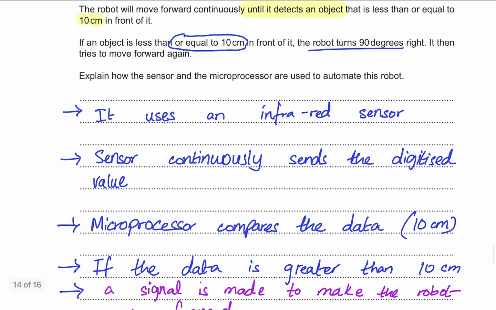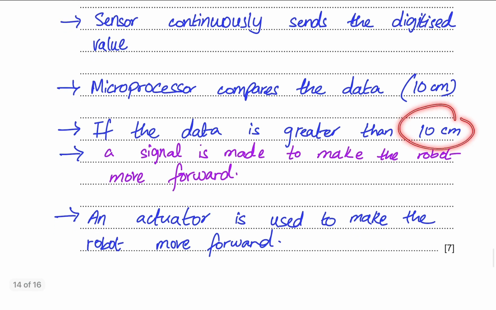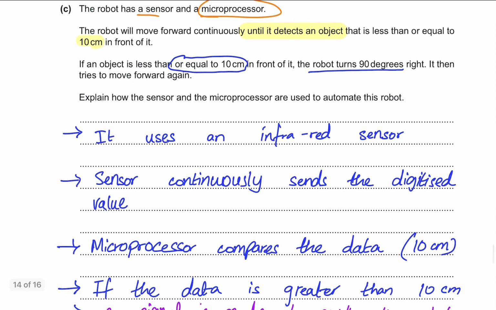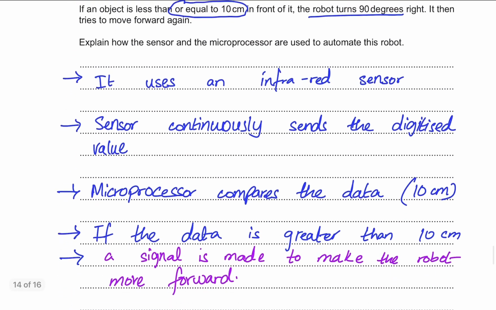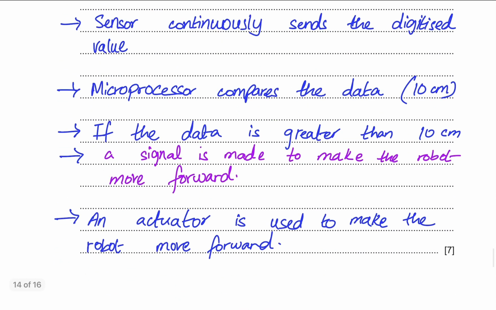But what if it is not greater than 10 centimeters? A signal will be made to make the robot turn. The robot will turn 90 degrees as it says. So what makes them move forward and turn is this actuator. An actuator is used to make the robot move forward or to turn.